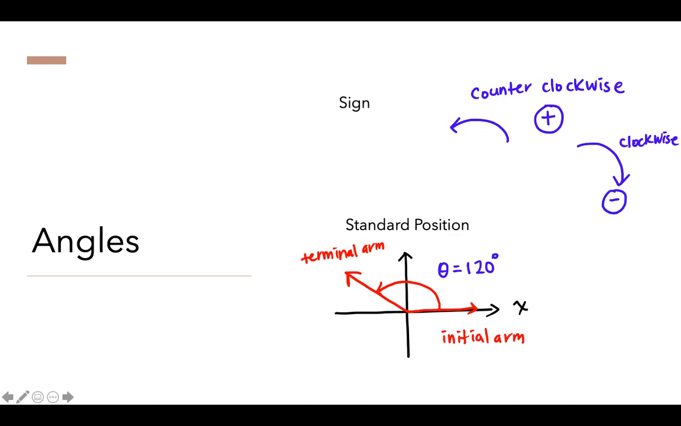What do I mean by that? You always start from the initial arm. From here all the way to where the terminal arm is, this is going to be negative. The whole cycle is 360. So 360 minus 120 is 240 degrees, so this angle from the initial arm is going to be negative 240 degrees.